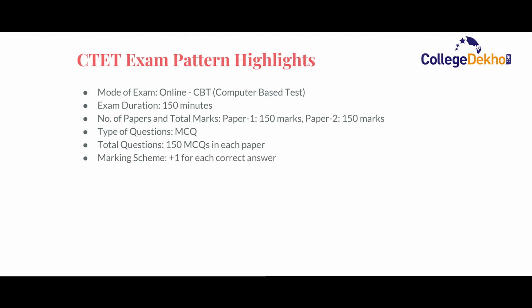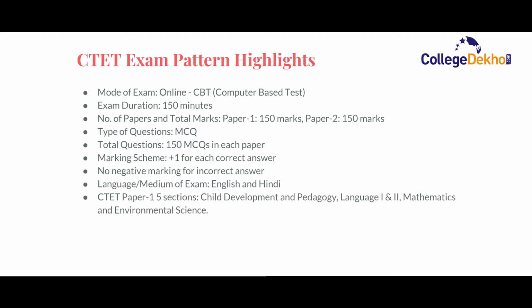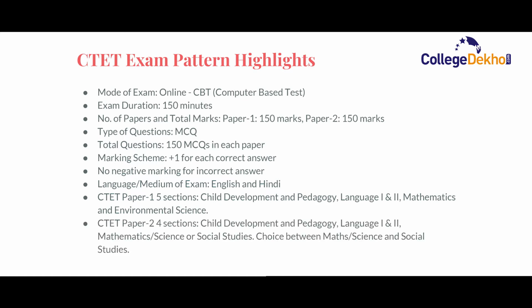The marking scheme will be that there will be 1 mark for each correct answer and no negative marking for any incorrect answer. That is, for an incorrect and unattempted answer, 0 marks will be awarded. The language, that is medium of the exam, will be English and Hindi. CTET paper 1 will have 5 sections: CDP, language 1 and 2, mathematics and EVS. And CTET paper 2 will have 4 sections: CDP, language 1 and 2, mathematics or science or social science. That is, the choice will be provided between maths or science and social studies.